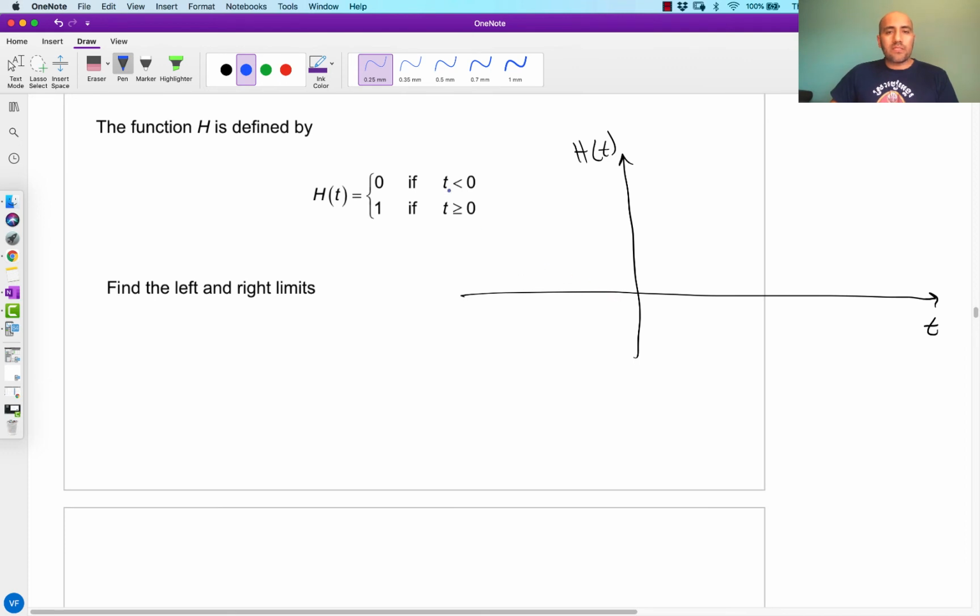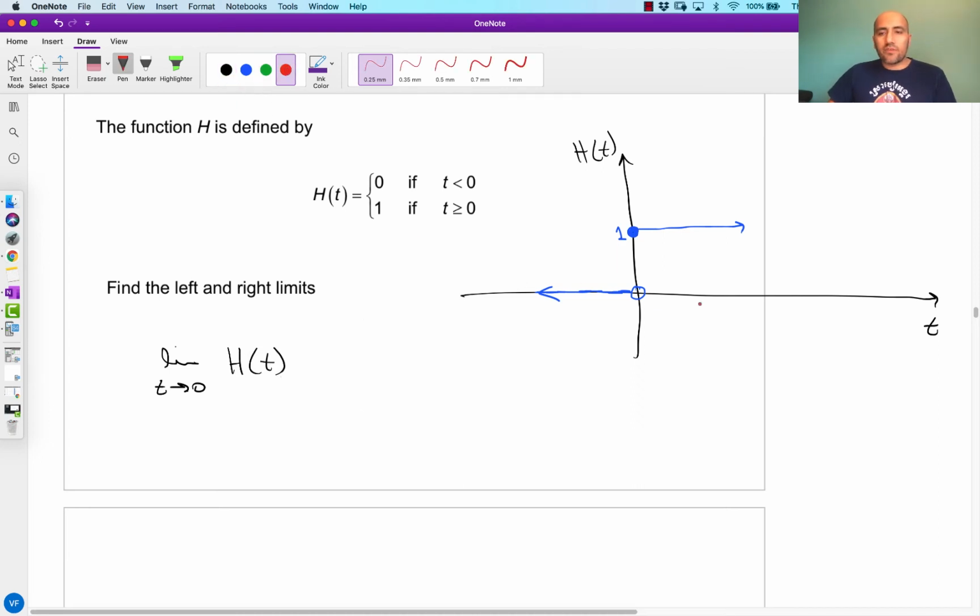So for values when t is strictly less than 0, the output of this function is going to be 0. So we're going to have a little hole there, and then it's a solid blue line that way. And when t is greater than or equal to 0, then we're going to have a solid 1 there, something like that. This is at 0, and this is at 1. Okay, so let's consider the limit as t approaches 0 of h of t.